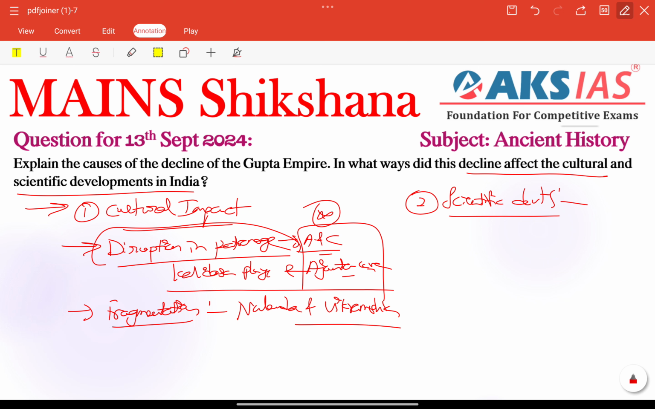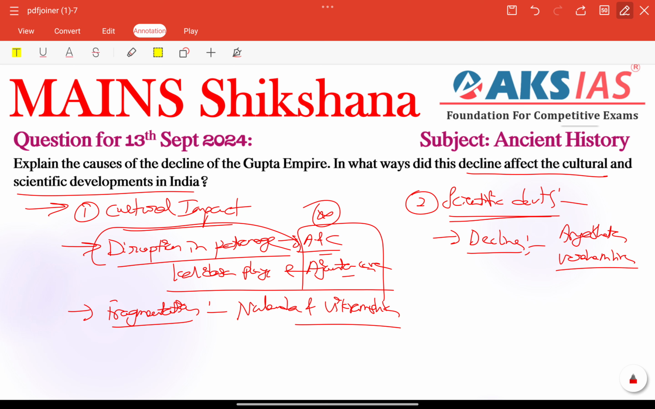Other than that, we need to talk about scientific developments also here. First important thing is the decline in scientific advancements. Why? What is the reason for the decline here? The Gupta period was a golden age for scientific progress, including advancement in mathematics, astronomy and medicine, right? Scholars we have like Aryabhatta and Varahamihira.